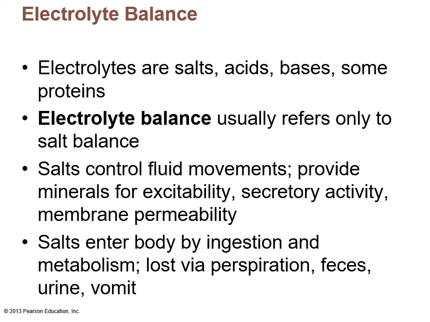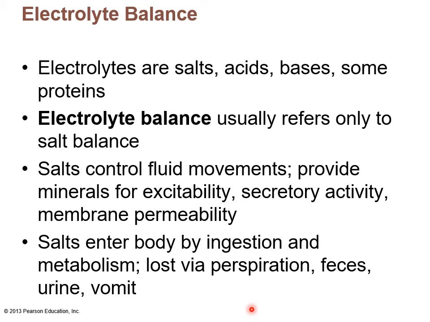Now, electrolyte balance. Electrolytes are salts, acids, bases, and some proteins. And electrolyte balance usually refers only to salt balance, because that's what you're going to be measuring, is salts. And these salts control fluid movements. They provide minerals for excitability, like in nerve cells and muscle cells. They are cofactors in secretory activity. Remember, we needed calcium channels to open to allow axon terminals to release their neurotransmitters, and they are involved in membrane permeability.